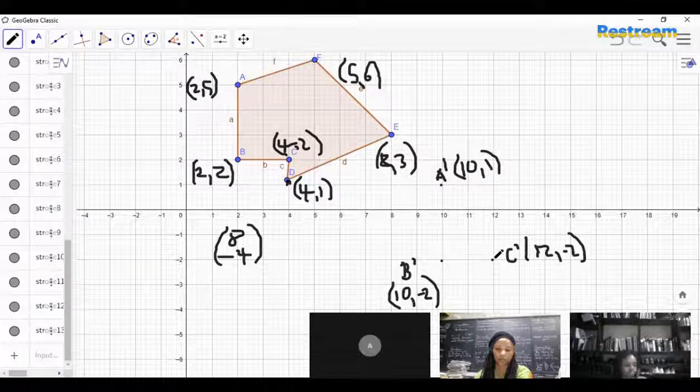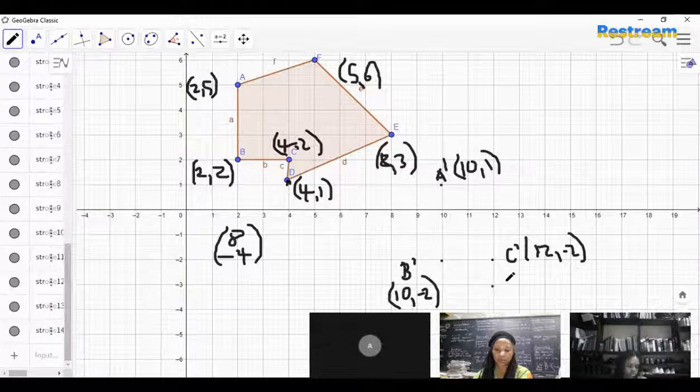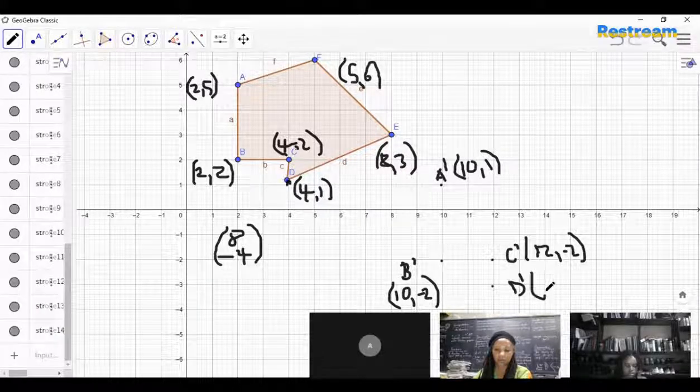And D prime would be 12, negative 3. So just put one dot underneath it. 12, negative 3.